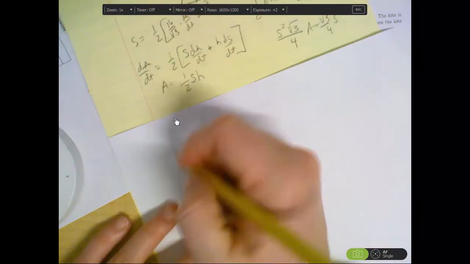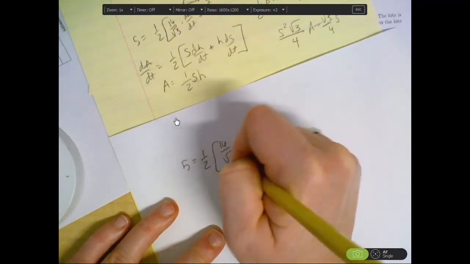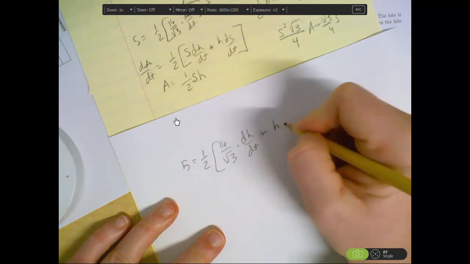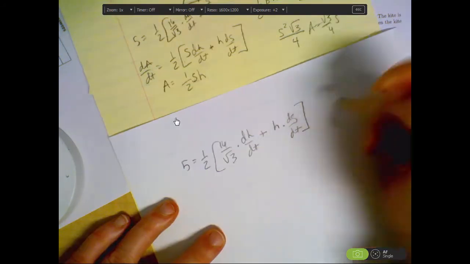What am I trying to find? Here's where I am right now. 5 equals 1/2 times 16 over root 3 times dH dt plus h times ds dt. So I need to find h.